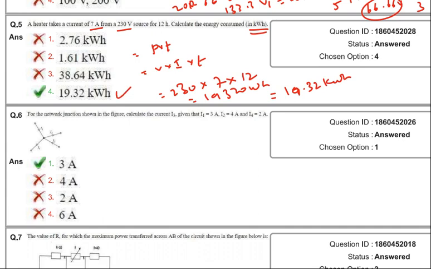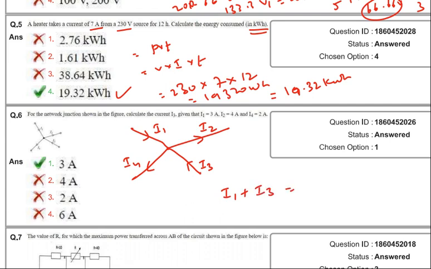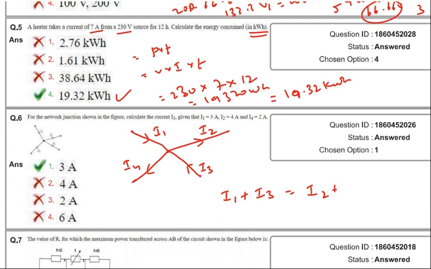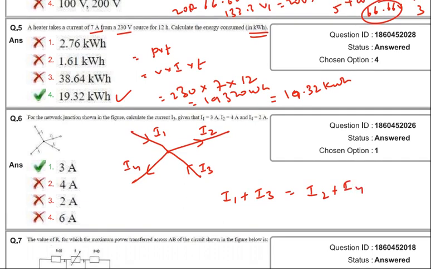And next one, here the figure is not appearing clearly. We have drawn here I1 and I3 currents going towards the junction, and I4 and I2 going away from the junction. So from this, I1 plus I3 is equal to I4 plus I2. So the sum of currents entering the junction is equal to the sum of currents leaving the junction. We have to calculate the I3 current, so I3 is equal to I2 plus I4 minus I1. Just substitute here and you will get the answer. This is the correct answer.